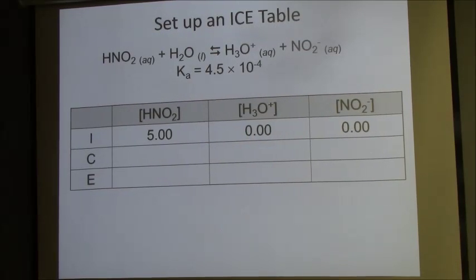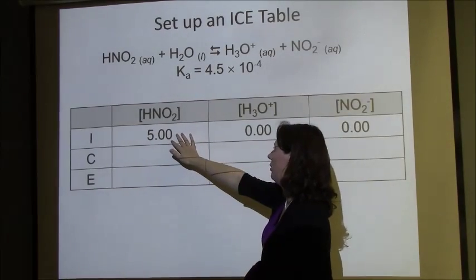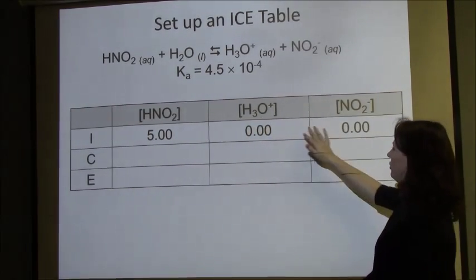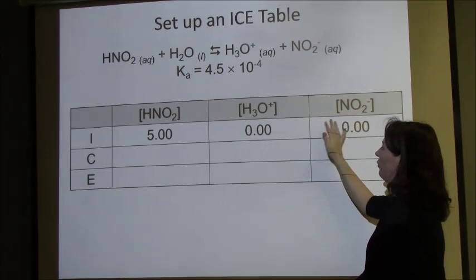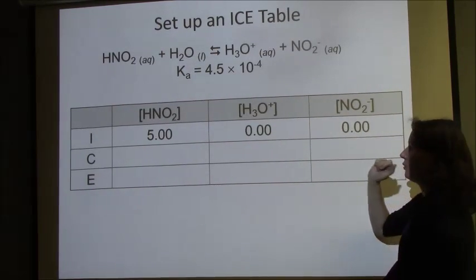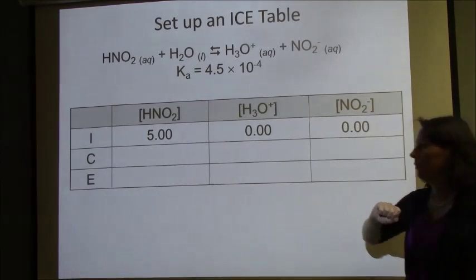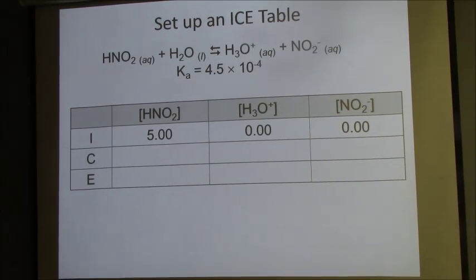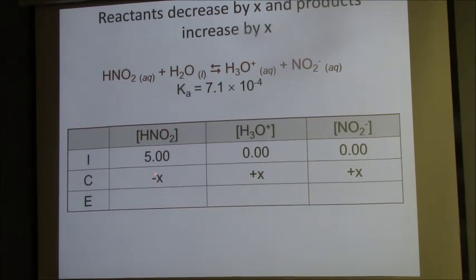And now we're going to set up our ice table. The initial concentration is 5 molar because we were told that in the problem. The initial concentration of these two is 0. We don't know anything about them from the problem. We're assuming they're 0 because we're just starting with a 5 molar concentration. Now that we know a lot about ice tables, we know that the concentration of nitrous acid is going to go down by some quantity, and the concentration of hydronium ion and the nitrite ion are going to go up by some quantity. So now all we need to do is solve for X.